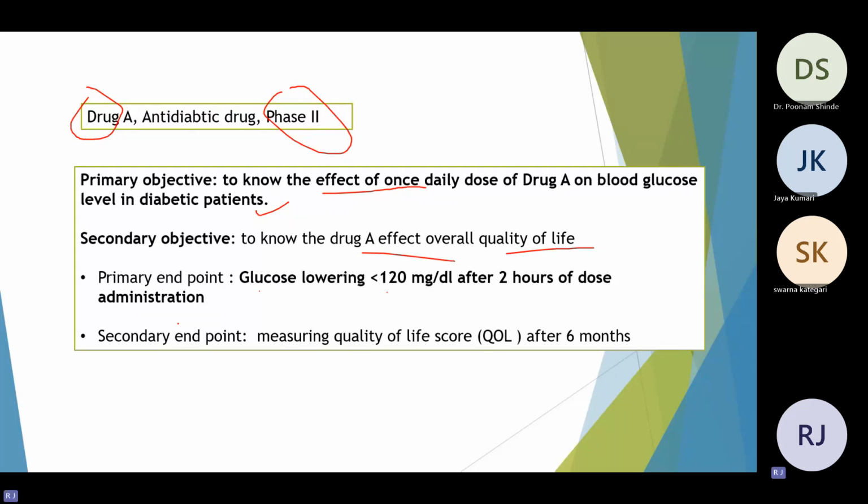By measuring the blood glucose level 2 hours after dose administration, we can see whether the drug is really going to lower the blood glucose level or not. So lowering of blood glucose level 2 hours after dose administration would be our endpoint. Endpoint is nothing but a parameter.